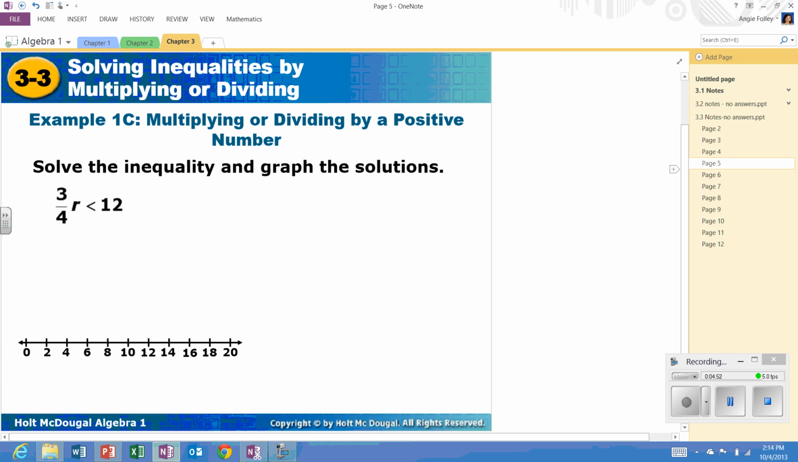Okay, so again, if I have a fraction multiplied by a variable, the way I get rid of a fraction, it's a little hard to divide by the fraction, so we multiply by the reciprocal. So that cancels this. Then I'm left with r is less than. I'm going to cancel this 3 with this 12. 4 times 4 is 16. r is less than 16. So open circle at 16. And r is less than. So it's everything to the left. Okay?